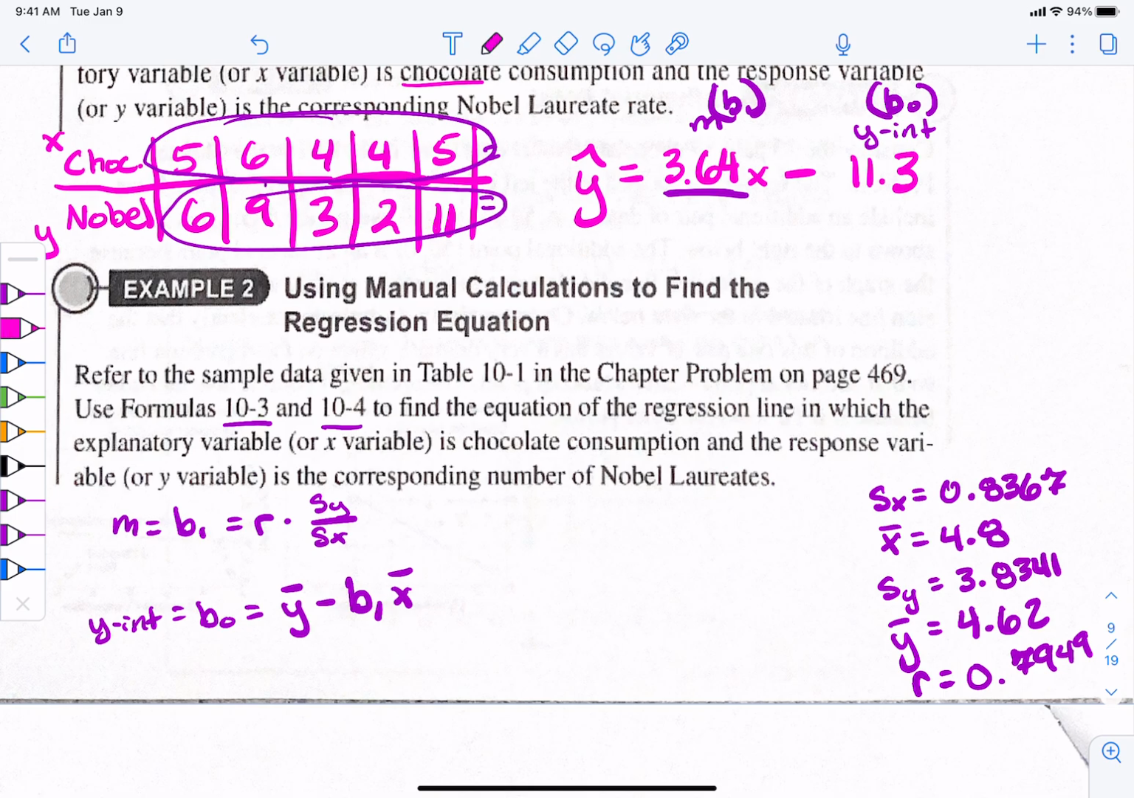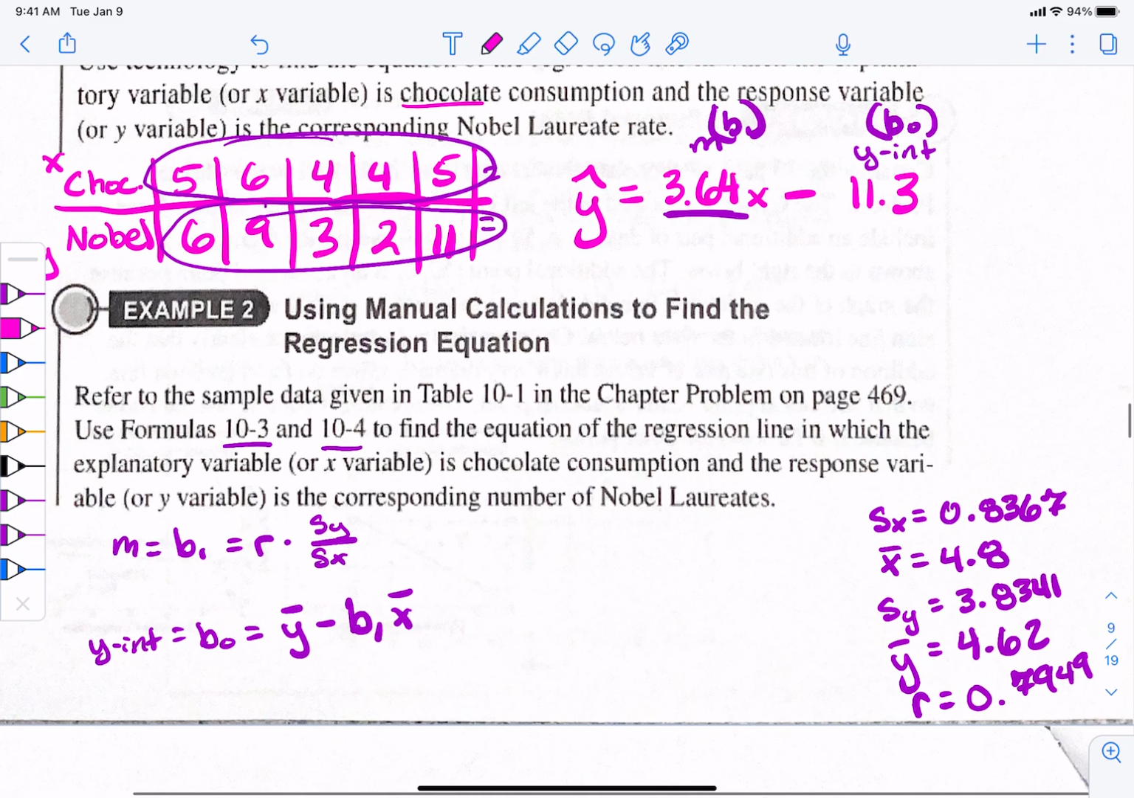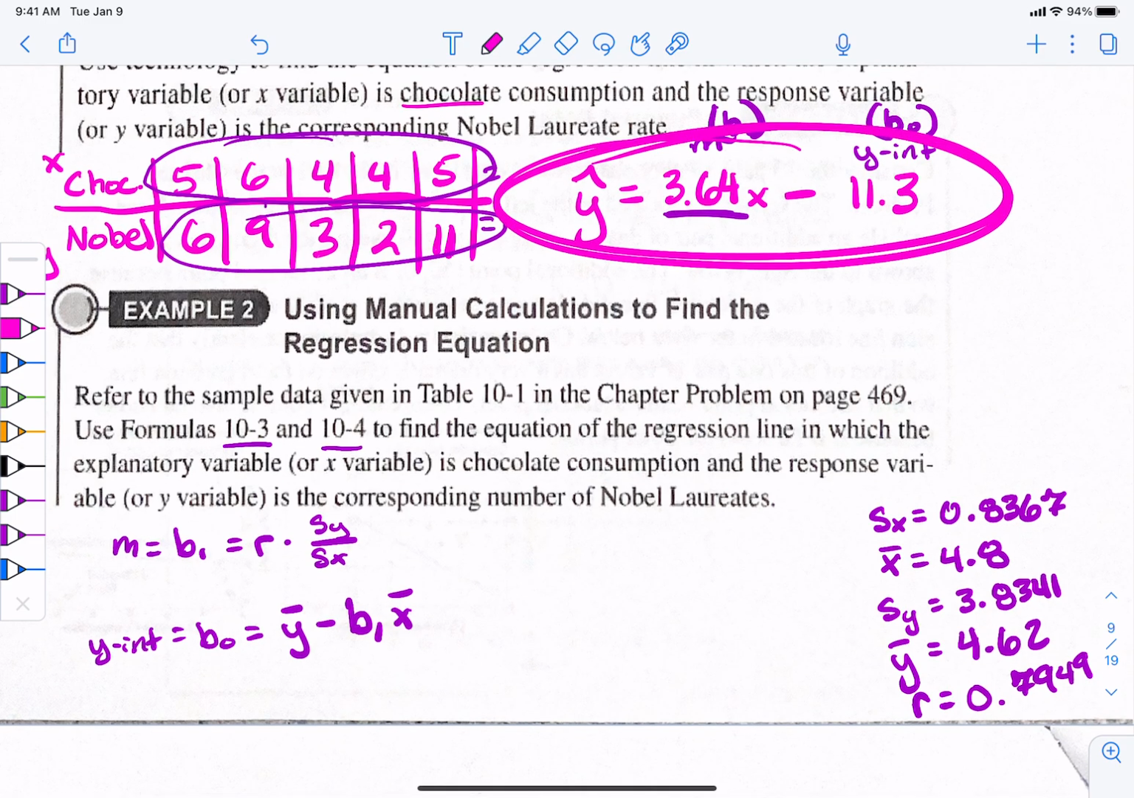So the calculator or the computer or the Google Sheets gave us that formula. We're going to see if we get the same formula. So the R value, 0.7949. We're going to take that times the standard deviations divided, but the Y goes on the top. So 3, is that right? The standard deviation of the Y's?